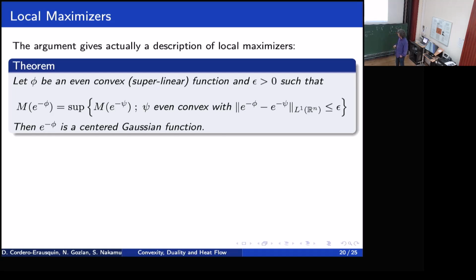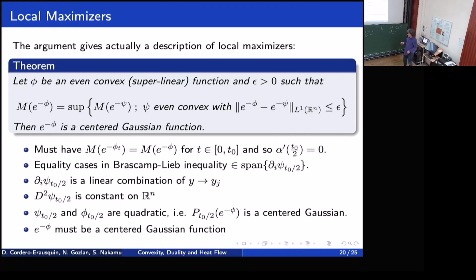Okay, so this proves the theorem, and actually you see that it gives you a bit more, because it tells you that the Gaussians can be the only maximizers in the set. Again, I would like very much to remove this superlinear assumption, but at least in the set of superlinear, they are the only extremizers, and actually even the only local extremizers. Why is that? Because if you have a local extremizer, since it increases along the heat flow, it means that at least for a short time, it must be constant.